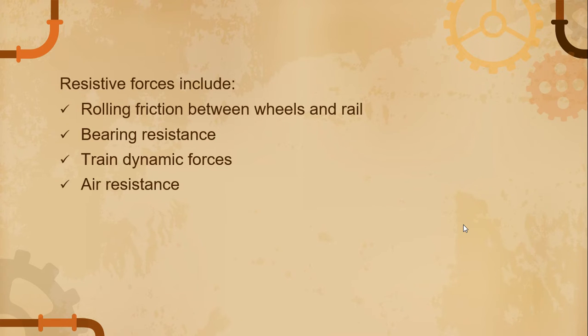Pangatlo ay train dynamic forces that includes the effects of friction and impact between the wheel flanges against the gauge side of the rail and those due to sway, concussion, buff, and slack action. So, yung flanges ay makikita sa daan ng tren yung truck. So last is the air resistance that varies directly with the cross-sectional area, length, and shape of the vehicle and the square of its speed.